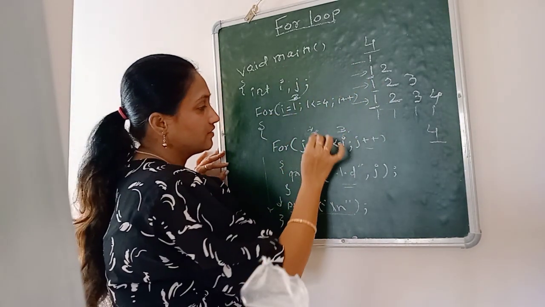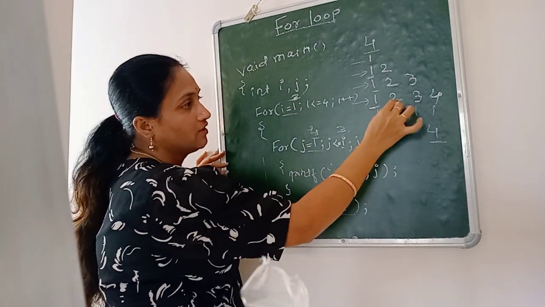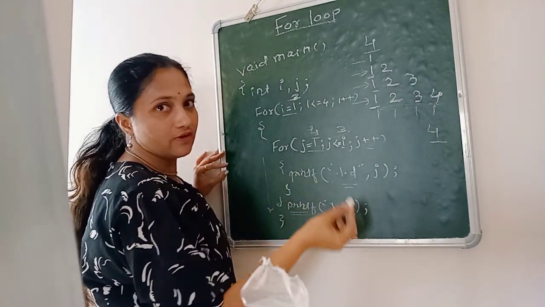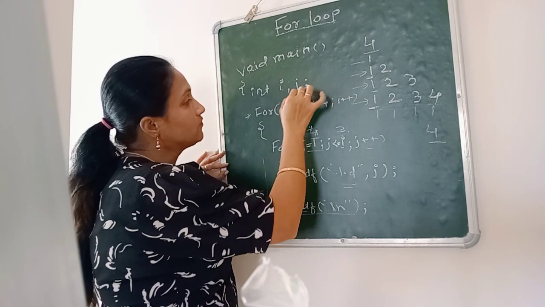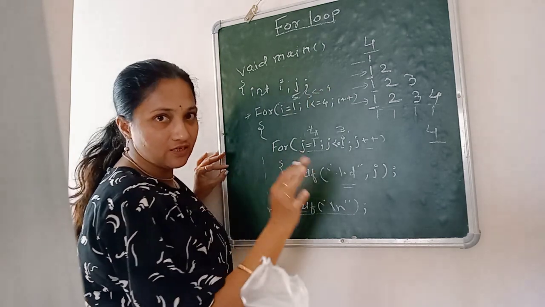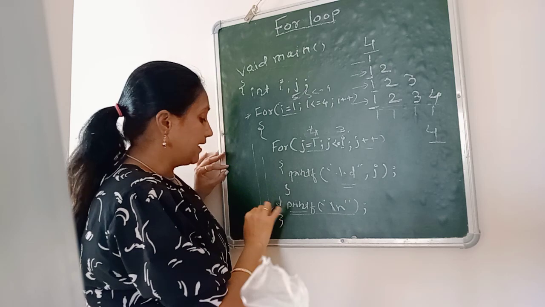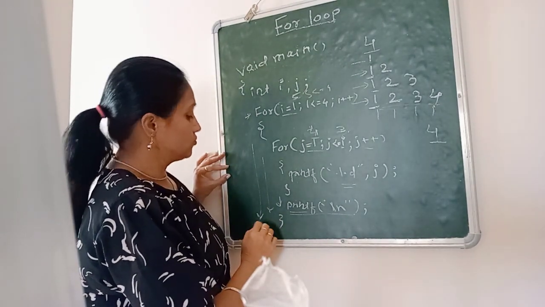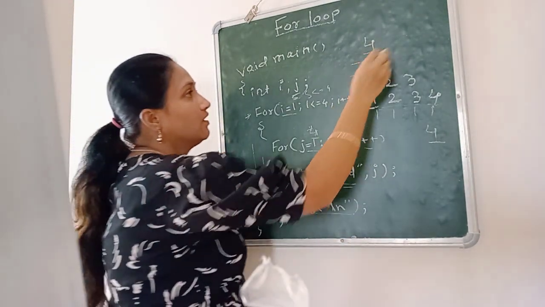Next time i's value becomes 4. So 4 less than or equal to 4, it will display up to 4. Again when the condition is false, the cursor will come to the next line. Control goes here, but this time i's value becomes 5, and 5 less than or equal to 4, this condition fails. So the loop will not execute further and the program will end over here. So this was all about the nested loop program to get this output.